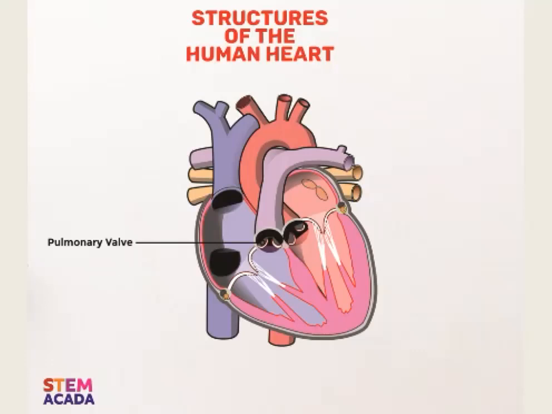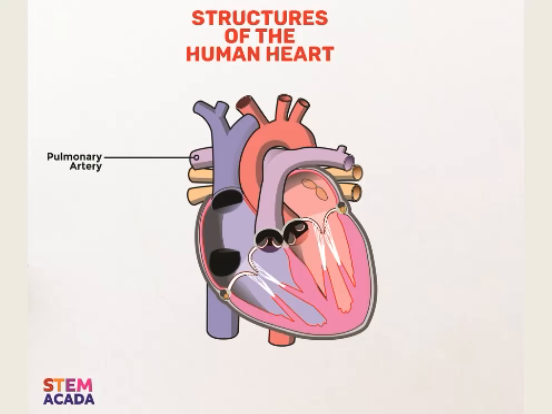Next is the pulmonary valve. The pulmonary valve is a one-way valve located between the right ventricle and the pulmonary artery, which carries blood to the lungs. It has three flaps, which open and close to control the flow of blood between the right ventricle and the pulmonary artery.